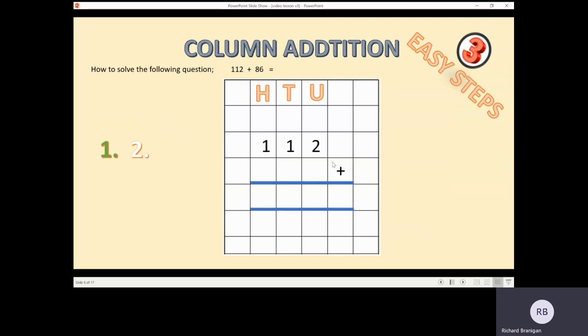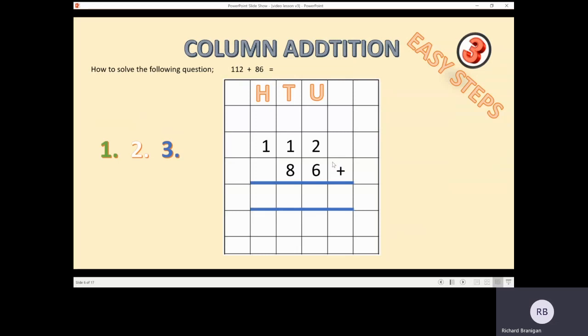So for 86, we need to make sure the 6 goes in the units column in there, not any of the others, because that will skew our answer. And we have 8 tens in 86, so the 8 goes in there. And then finally, step 3, we add all the columns together.